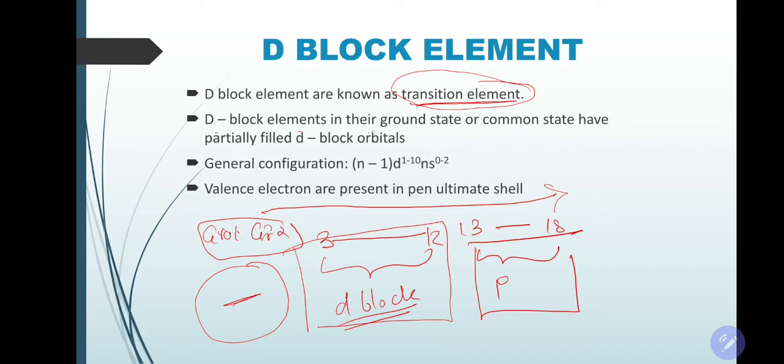D block elements in their ground state or common state have partially filled D orbitals. As we are going to see in the electronic configuration, you will come to know that they have partially filled D orbitals. The general electronic configuration of D block elements is (n-1)d 1 to 10 and ns 0 to 2. So the valence electrons are present in the penultimate shell, that is the second last shell, not the last shell, which will consist of the F block. Clear? Okay, now let's move further.